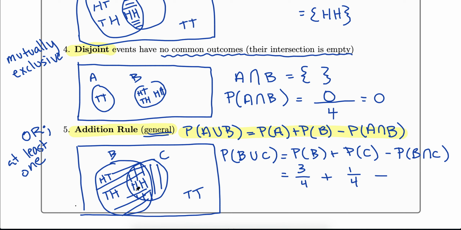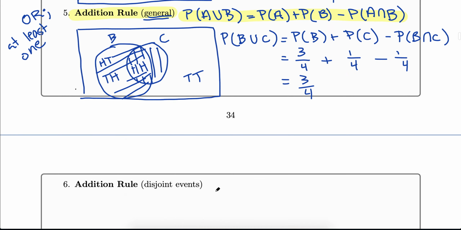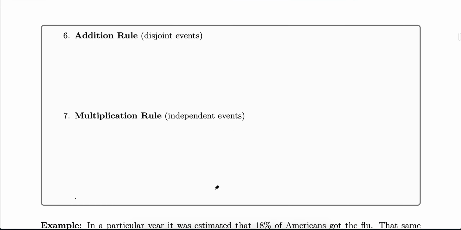That overlap of B and C has 1 outcome out of the 4 possible. So now we get 3/4 for our final answer, which makes perfect sense. I've highlighted 3 out of the 4 total possible outcomes. All right, a couple more and then we'll take a little bit of a break and look at some examples.